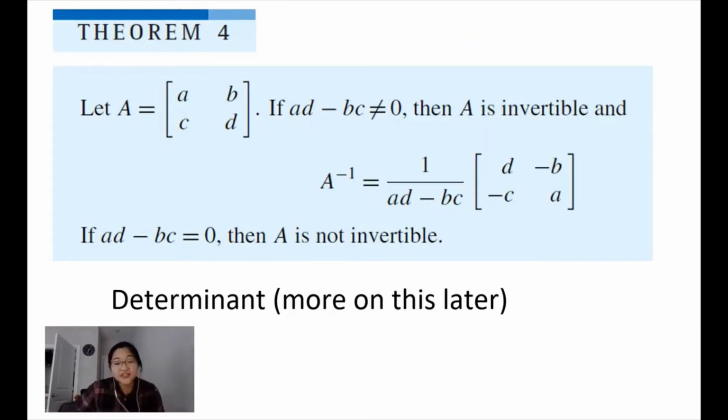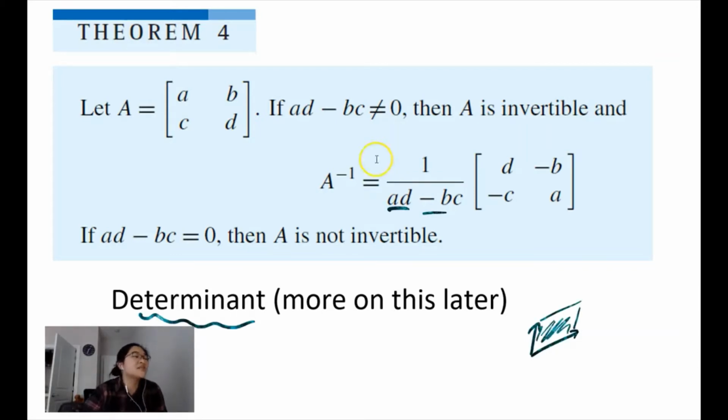A 2 by 2 matrix is pretty straightforward to get the inverse of, provided that this AD minus BC business is non-zero, because that would give us division by 0, and we can't do that. That's undefined. But if this is non-zero, then we know that our 2 by 2 matrix A is invertible, and our inverse is 1 over AD minus BC, which is called the determinant. More on that later.